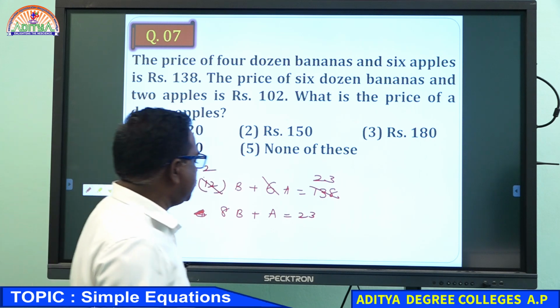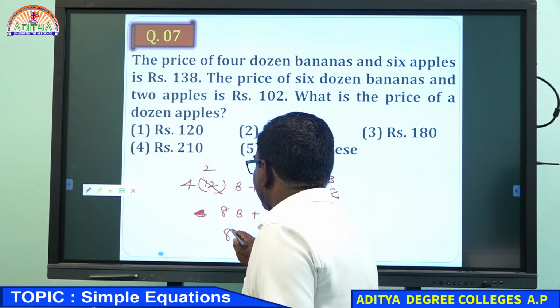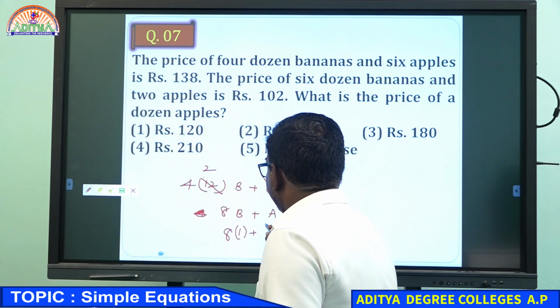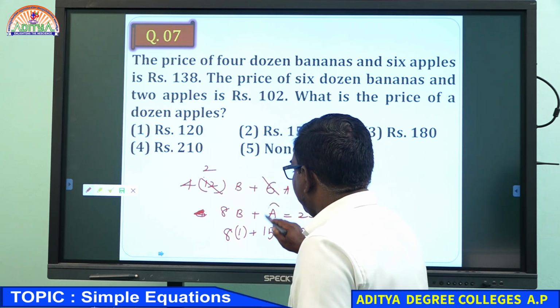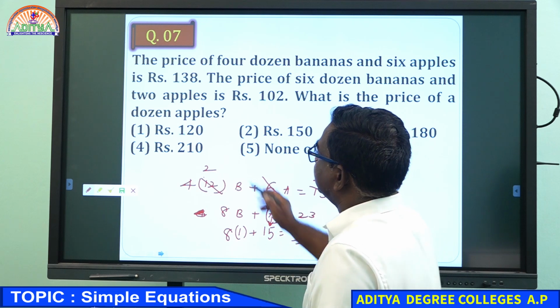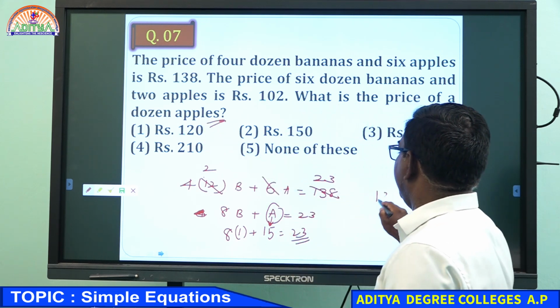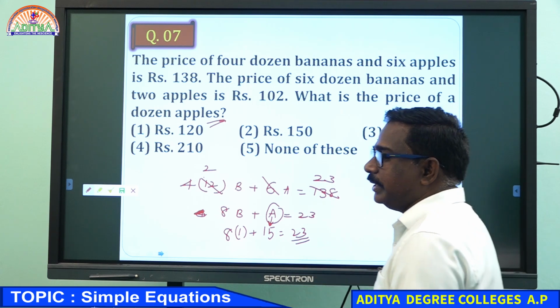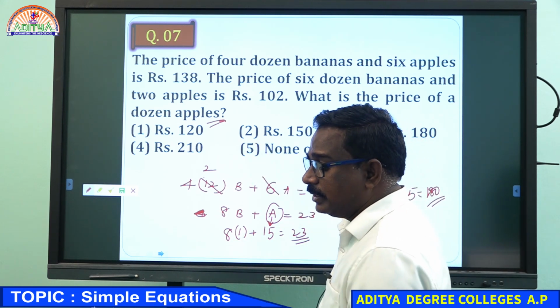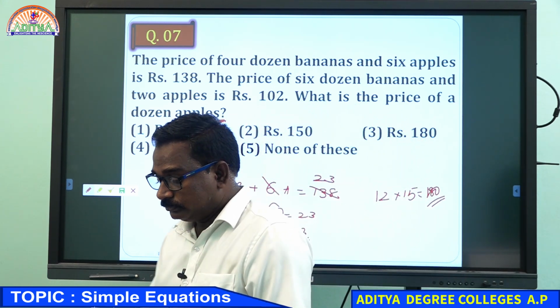So 23 rupees, what will you get? 8 plus, if you take banana as 1 rupee and apple as 15 rupees, is 23. It means apple is 15 rupees. It is asking the cost of a dozen apples, 12 into 15, that is 180 rupees. No need to solve the equations. We can take one equation and solve it.